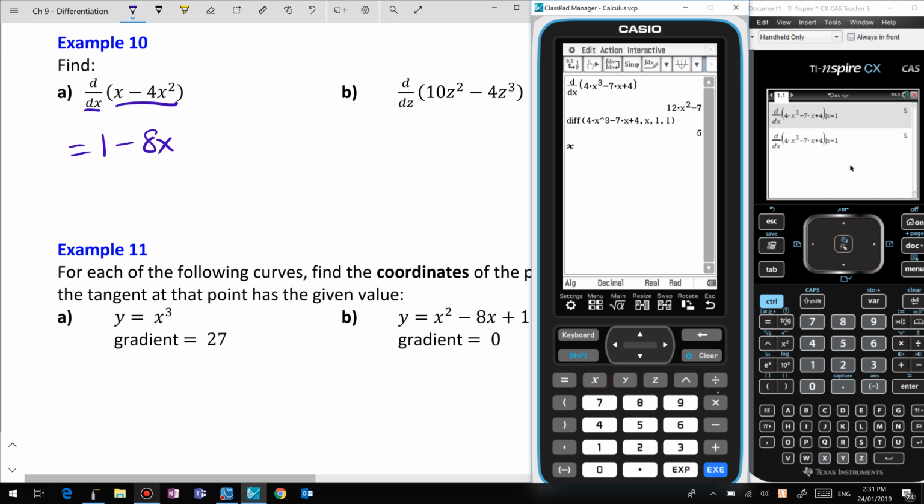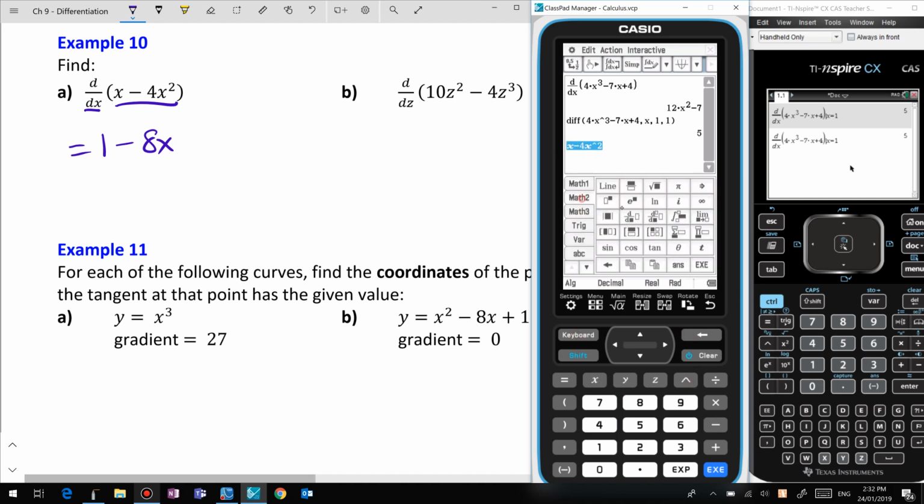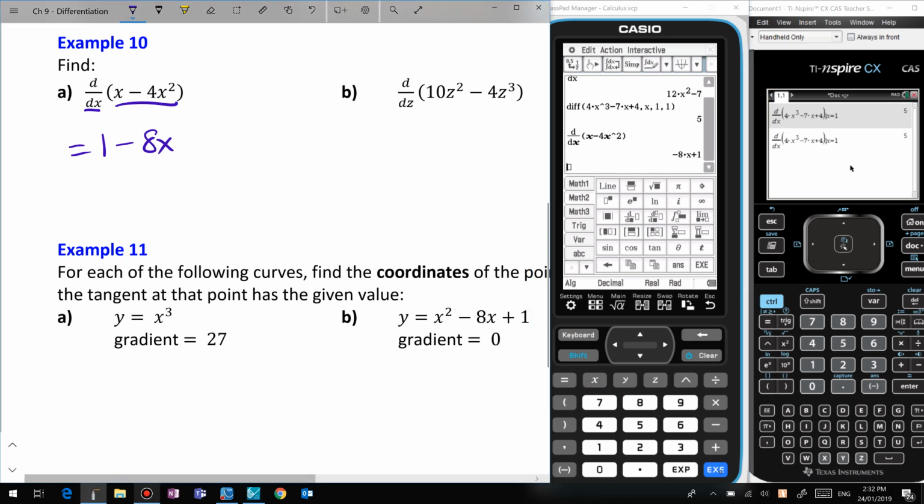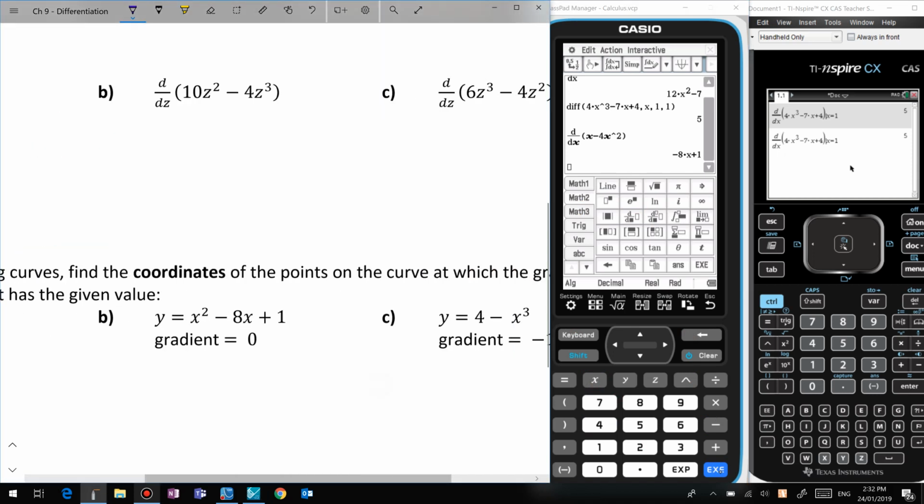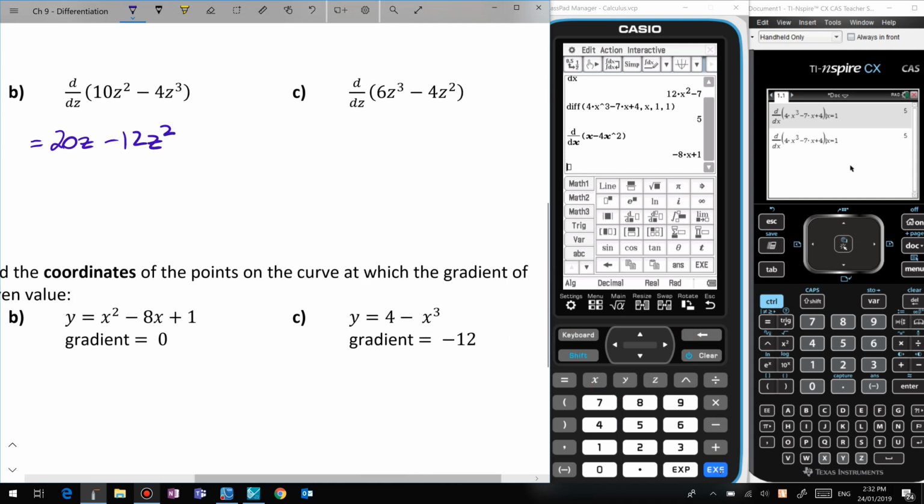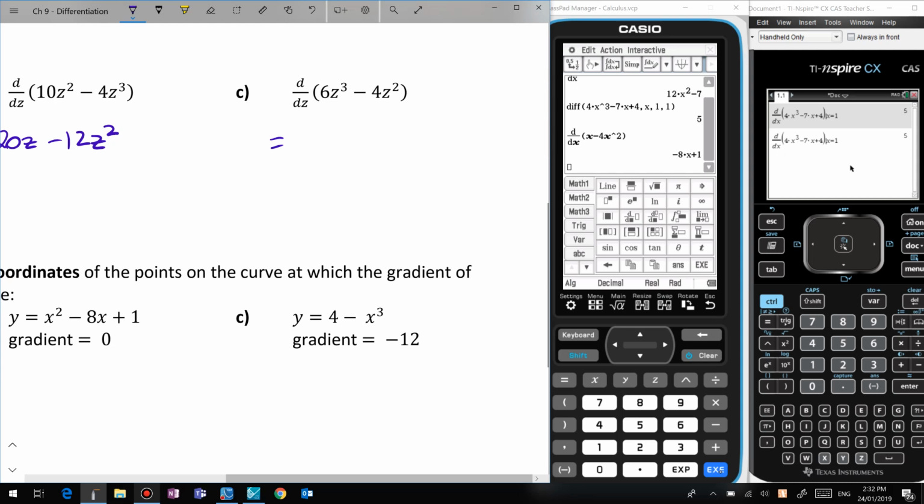If I said x minus 4x squared, if I go keyboard and then diff, it just says what's the derivative of what's in the bracket? 1 minus 8x. Here, what's the derivative in the bracket with respect to z? Well, 20z minus 12z squared. Here, what's the derivative of what's in the bracket with respect to z? Well, it's 18z squared minus 8z.